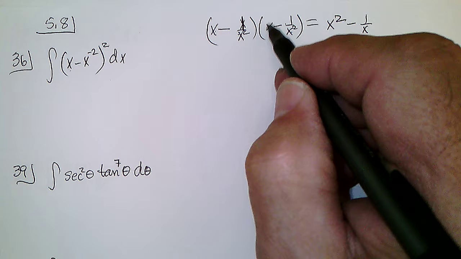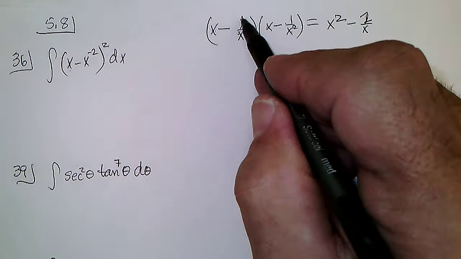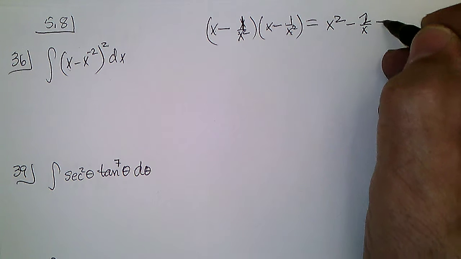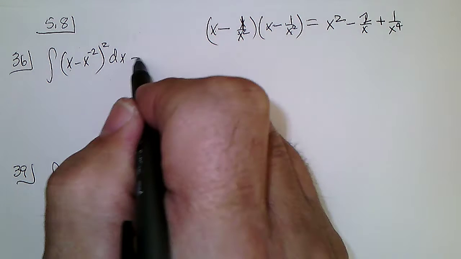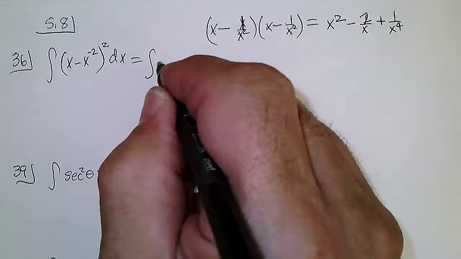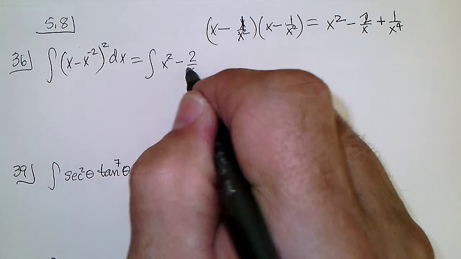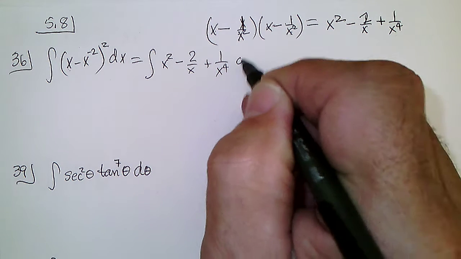And then this one would also be a minus, so that'd be minus 2 of those. And then 1 over x squared and 1 over x squared, both minus, multiply to be plus 1 over x to the fourth. So this is just the integral of x squared minus 2 over x plus 1 over x to the fourth.